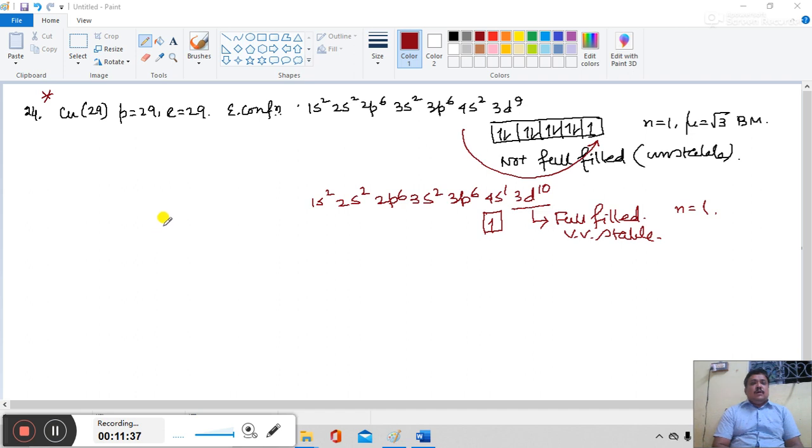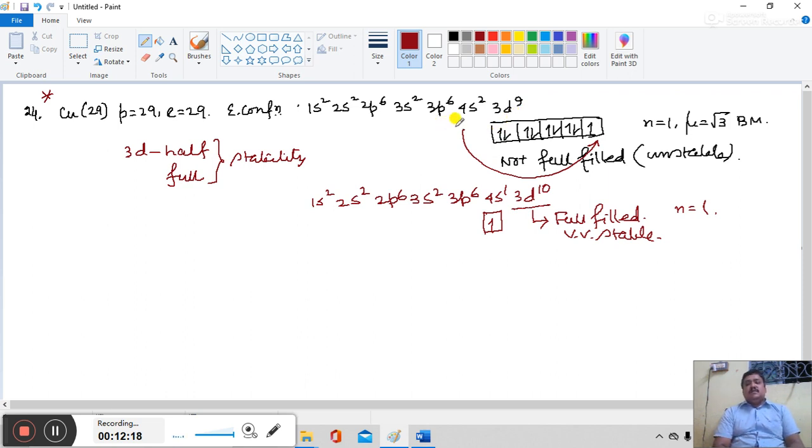Next example is copper, which is very important in our exam. Copper's atomic number is 29, having electron configuration 1s2 2s2 2p6 3s2 3p6 4s2 3d9. We know if the 3d subshell becomes half filled or fully filled, then it attains stability. Here we see that the 3d subshell contains 9 electrons. If 1 electron is added to the 3d subshell, then it gains extra additional stability.